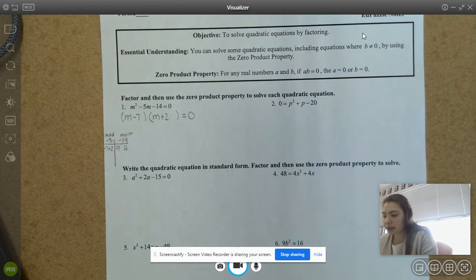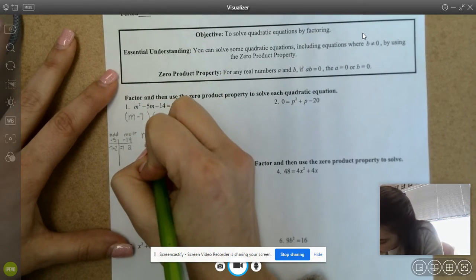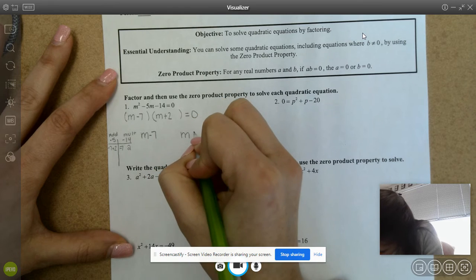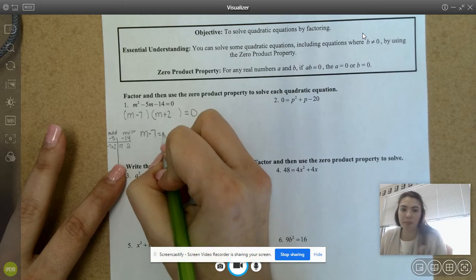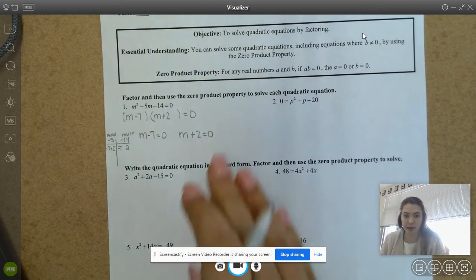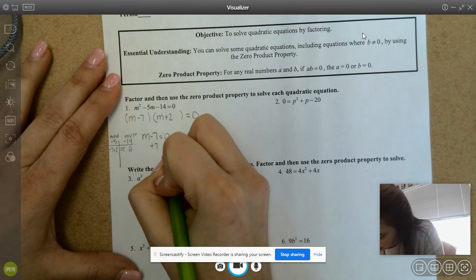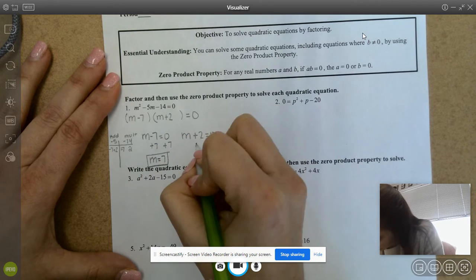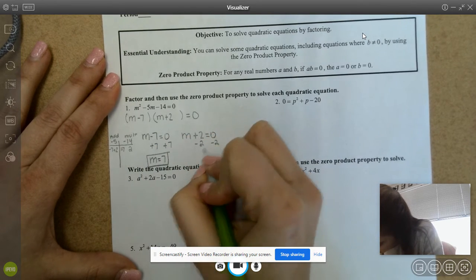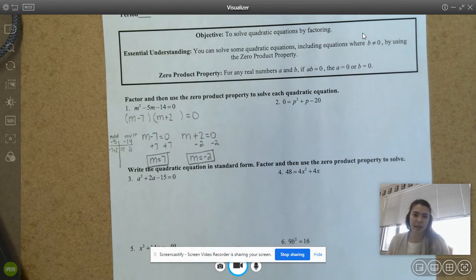So the zero product property tells us that this whole factor could be equal to 0, and the other whole factor could be equal to 0, in order to have both of them multiply to get a value of 0. So therefore, we can add 7 to both sides, and we get that m is equal to 7. We can subtract 2 from both sides, and we get that m is equal to negative 2. Okay, and there is our first example problem.